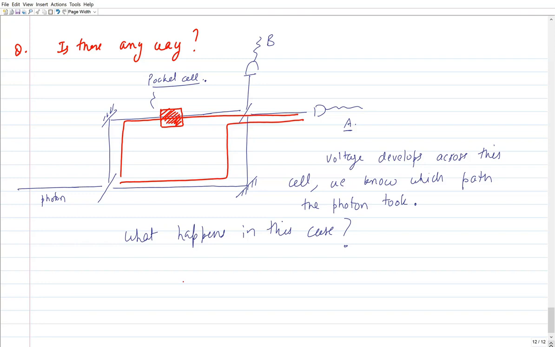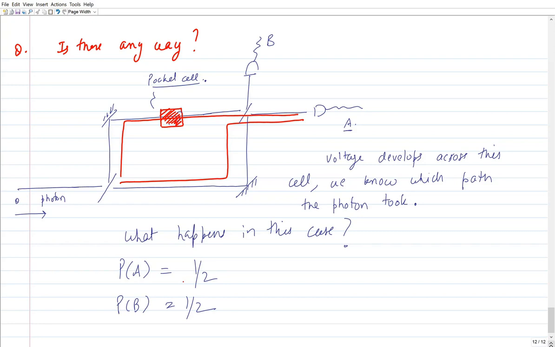Suppose I repeat my Mach-Zehnder interferometer experiment. I have one photon coming. I have a Pockels cell in one of the arms. What do you guys expect? What's going to happen? So what's going to be the probability at A now? Mind you, I made the paths distinguishable. As soon as the photon passes through this path, I'll have a voltage develop across. Any guesses what happens? Well, the answer is 50-50. So the probability of A is half, the probability of B is half.